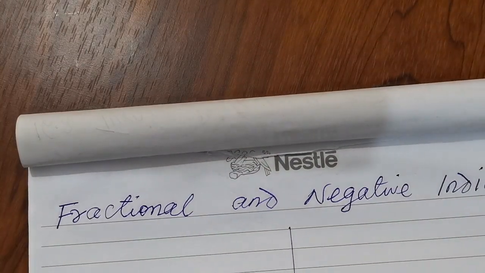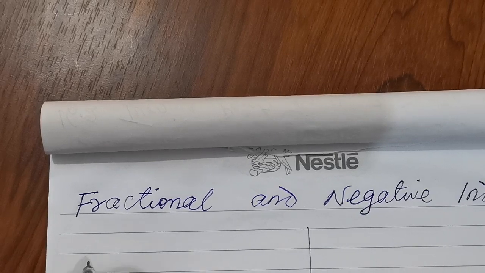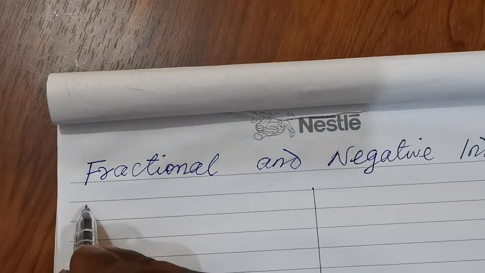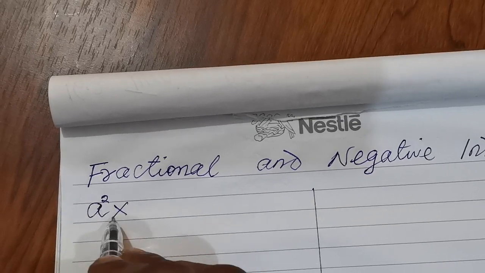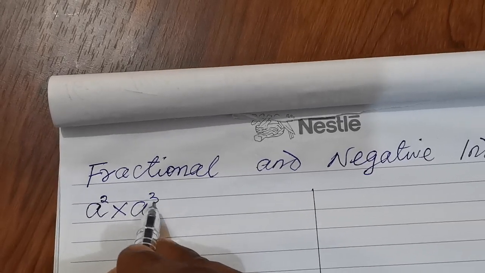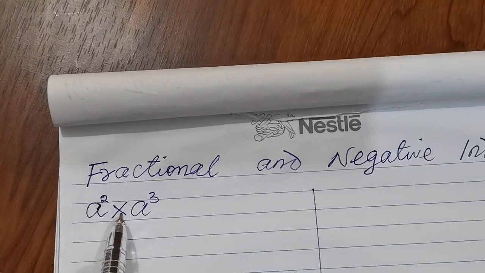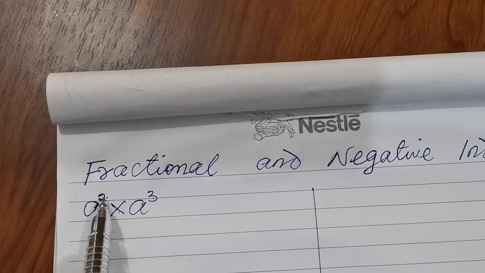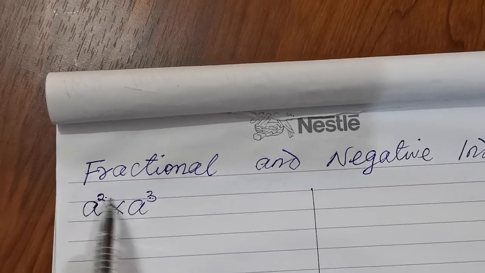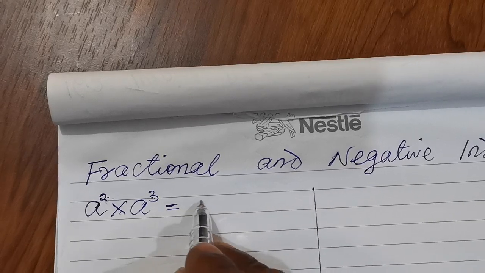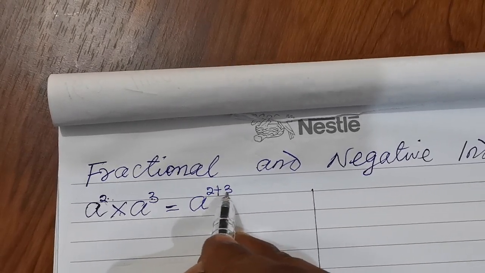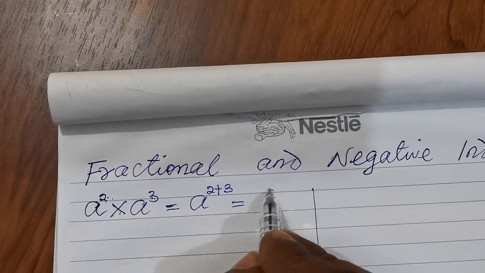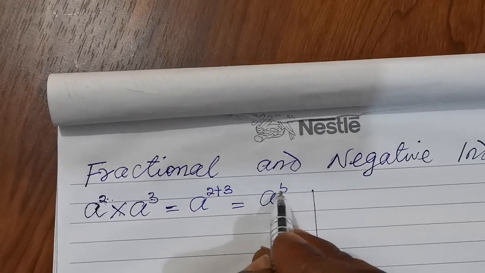If I have a raised to power 2 multiplied by a raised to power 3, once it is multiplication, we add the power. That is the rule. So this simply gives us a raised to power 2 plus 3, and 2 plus 3 is 5. We have a raised to power 5.